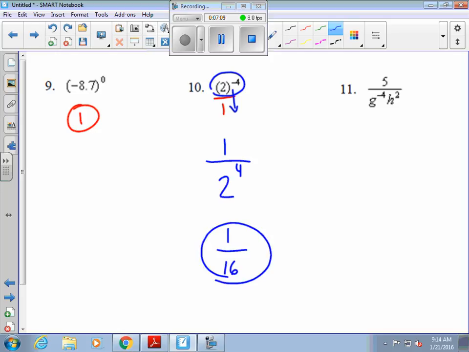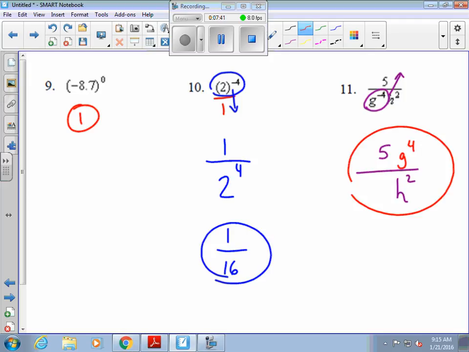For number 11, you have 5 over g to the negative 4th, h squared, or h to the 2nd power. The only thing being raised to a negative exponent in this case is g. G is being raised to a negative. Everything else doesn't have to ride the elevator. It stays where it is. So g has to go up. 5 stays on top right where it is. H squared stays on bottom right where it is. G goes up, and it becomes g to the positive 4th. And this is all you can do because you can't subtract 4 minus 2 since they're not the same base as g and h.